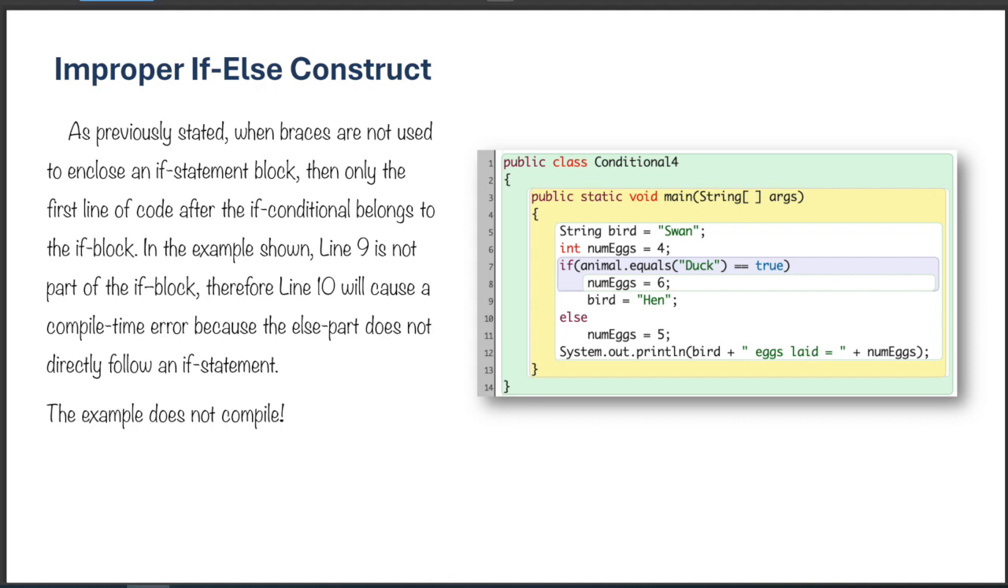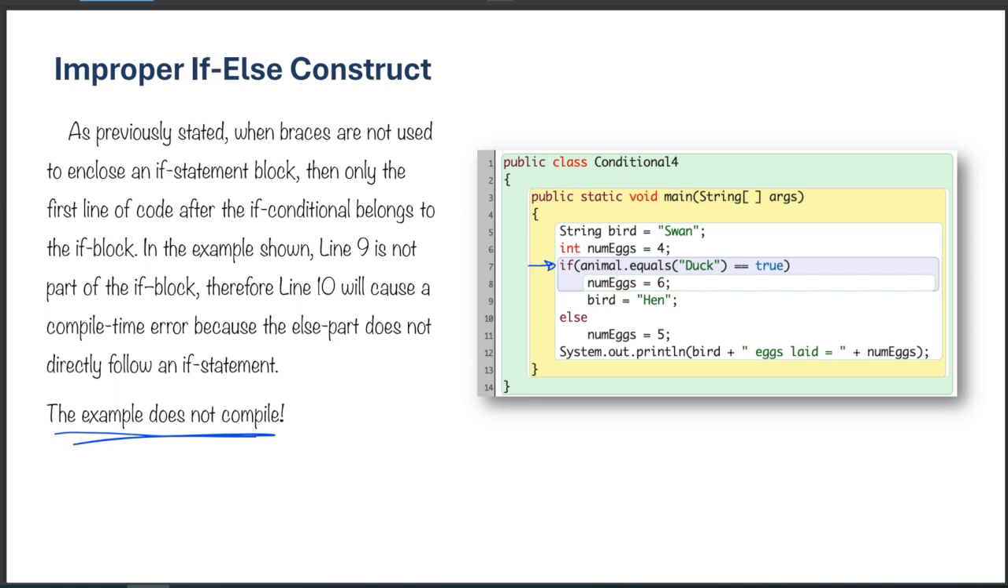As previously stated, when braces are not used to enclose an if statement block, then only the first line of code after the if conditional belongs to the if block. In the example shown, line 9 is not part of the if block. Therefore, line 10 will cause a compile time error because the else part does not have a direct connection to the if statement. This example does not compile.